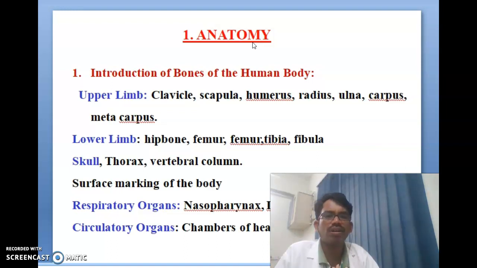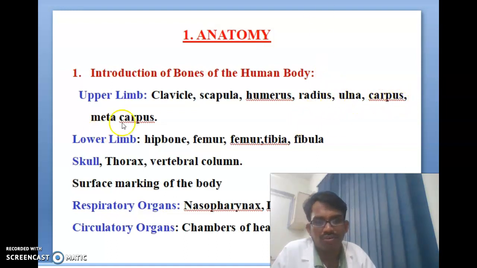The major lessons are the introduction to the bones of the human body. You can see the upper limbs and the lower limbs, the clavicle and scapula, humerus, radius and ulna, carpus and metacarpus, these things. And the lower limb: hip bones, femur, tibia, fibula, and skull, thorax and the vertebral column.